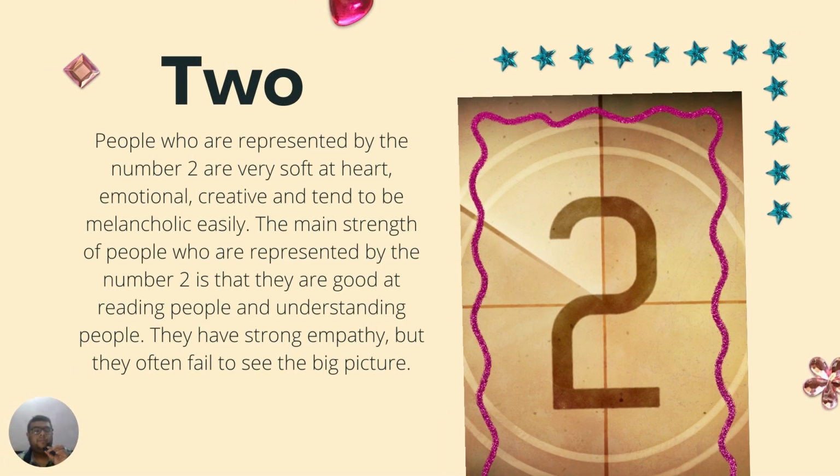Then we have name number 2. Now people who have name number 2 are very emotional people. The number 2 is connected with the moon. So these people are very emotional, they are also very artistic, they are creative, but they sometimes tend to be melancholic.